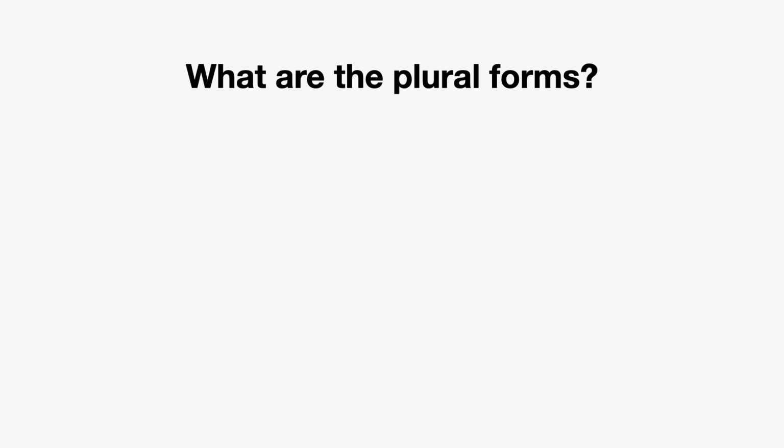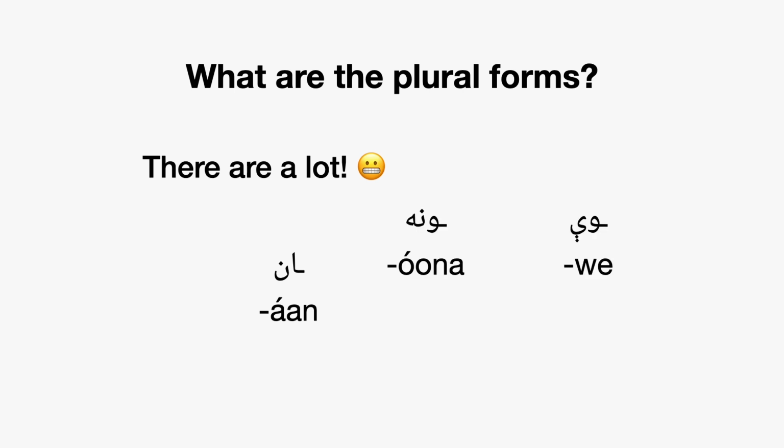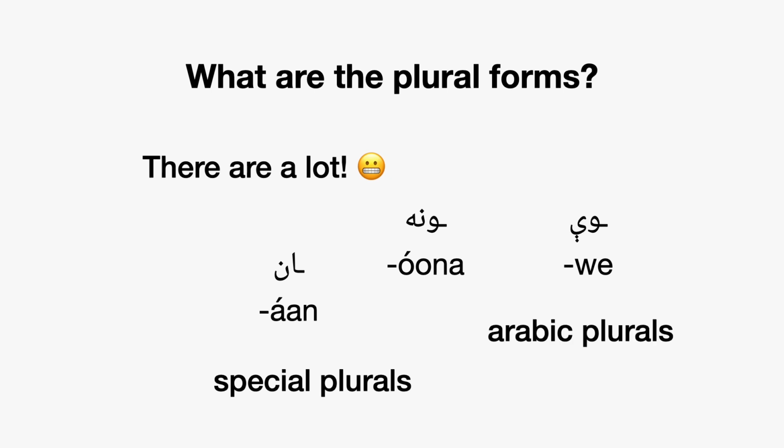So what are these plural forms, and how do we know how to use them? Well, unfortunately, there are a lot of them. You'll hear an, or una, or we, and sometimes there's just special plurals, just crazy exceptions. Sometimes there's Arabic plurals that came from Arabic. So don't be intimidated, and don't feel like you need to learn them all at once, but enjoy the tour through all these different types of plural forms, and then over time you can keep coming back to this and trying to master all the different endings.